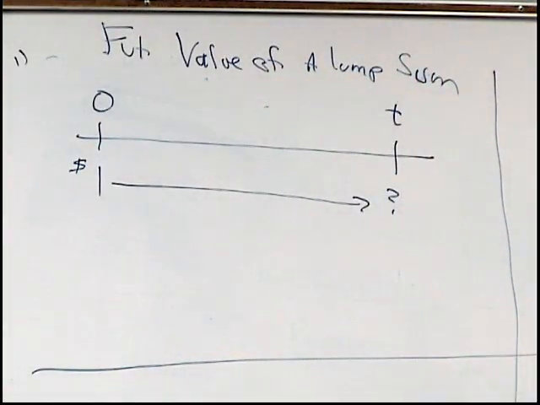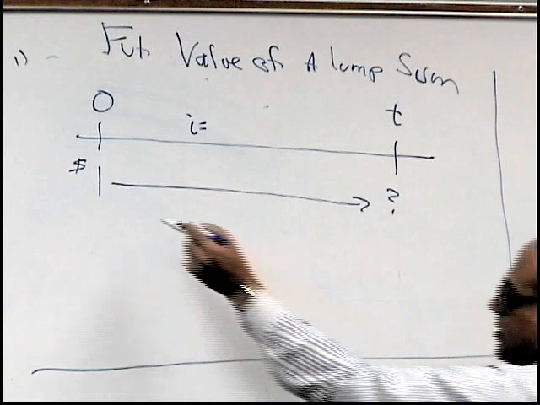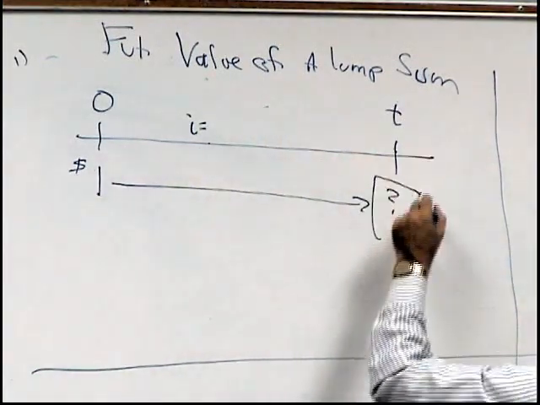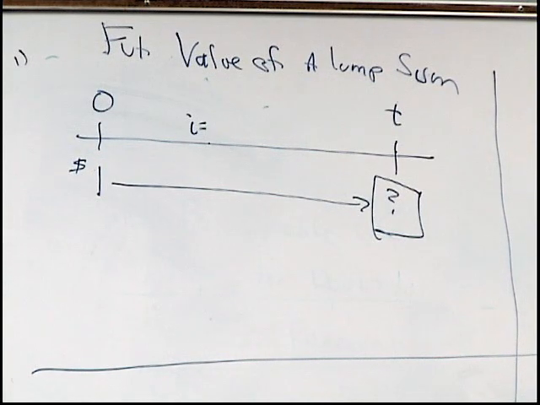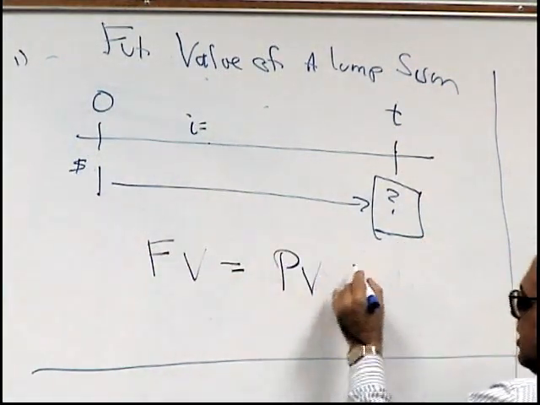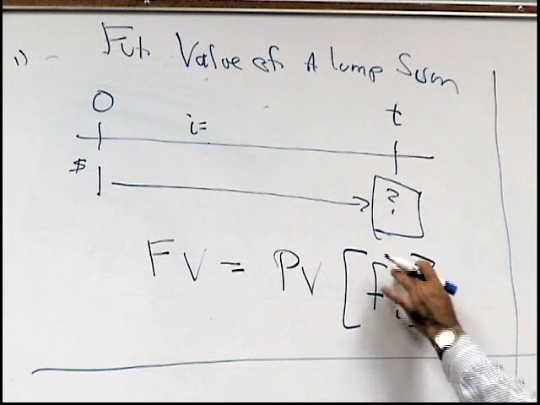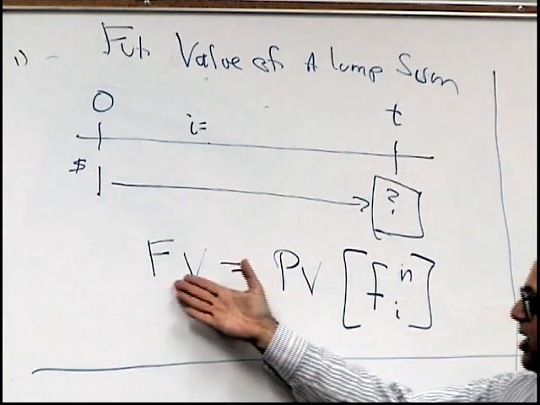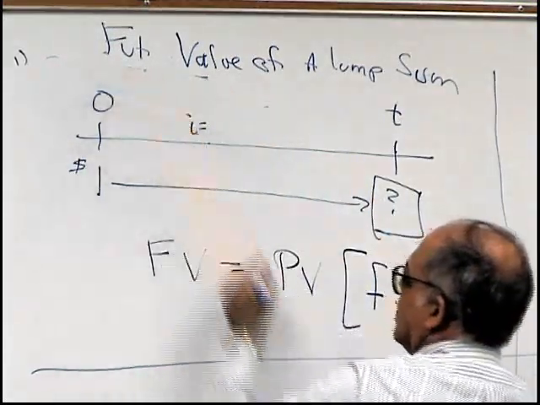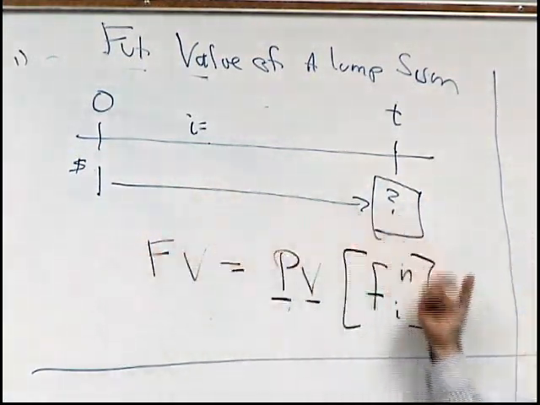You put $100, you put $1,000 into a bank account. The interest rate has to be given. You need to know the I and you need to know the T. There's four variables: what you put in, the interest, how long, and what will it grow to. I have a simple formula: the future value is equal to the present value times the factor, and I'll give you a bunch of factors. The factor is a function of the number of periods and the interest rate. The future value is equal to the present value times a factor for a single lump sum payment. What will it grow to in the future?